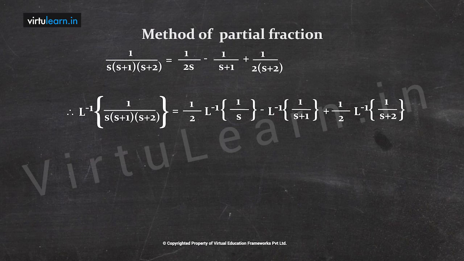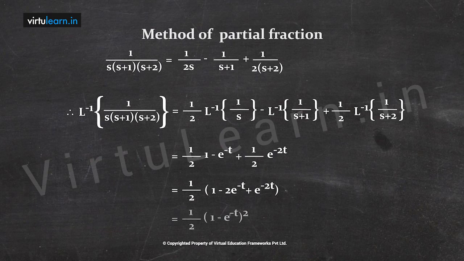Therefore, according to basic formulas, half into 1, since L inverse of 1 by s is 1. Next, L inverse of 1 by s plus 1 is e power minus t. Half into L inverse of 1 by s plus 2 means e power minus 2t. On simplification, 1 by 2 is common: 1 minus 2 into e power minus t plus e power minus 2t. This can be written as half into 1 minus e power minus t whole square.